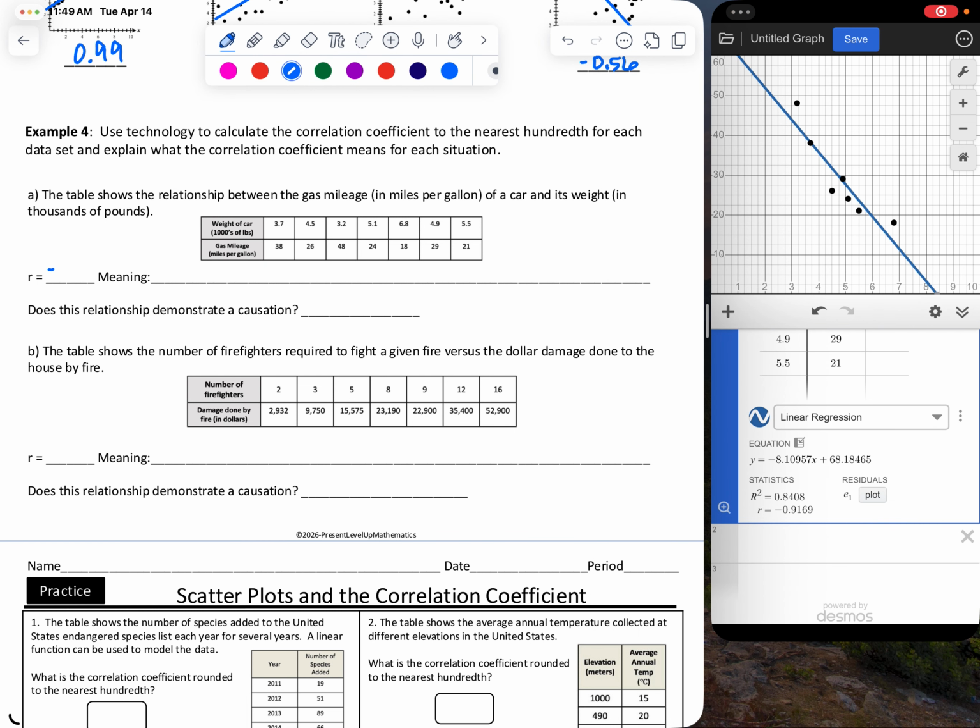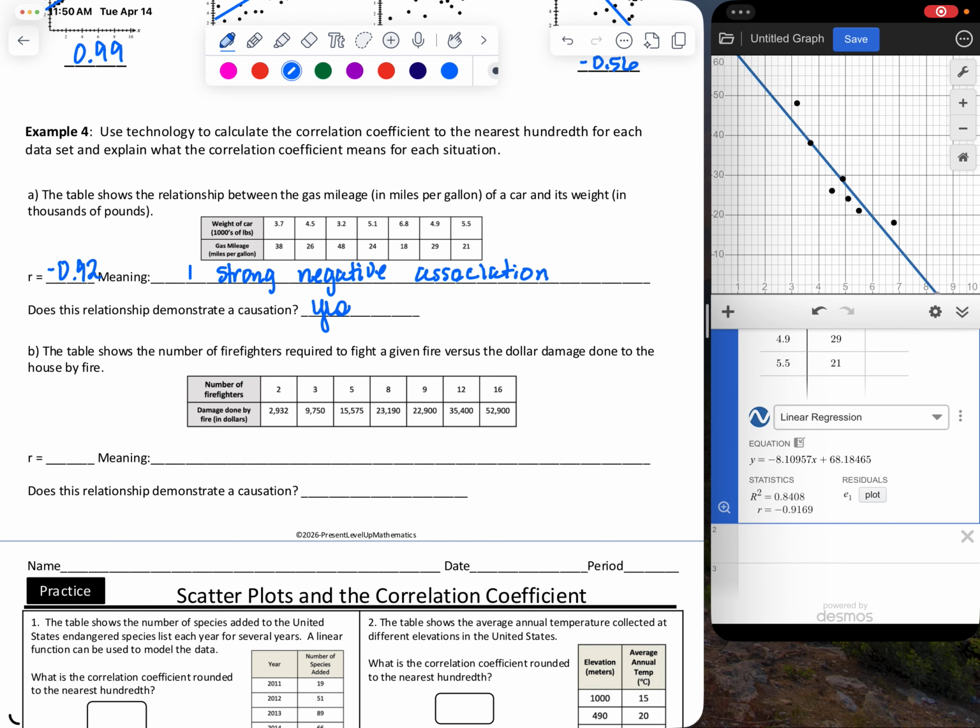So negative 0.92. And the meaning of this is it is a strong negative association. A strong negative association. And then it says, does this relationship demonstrate a causation? In other words, did the weight of the car, does it have something to do with the gas mileage? In this case, yes.